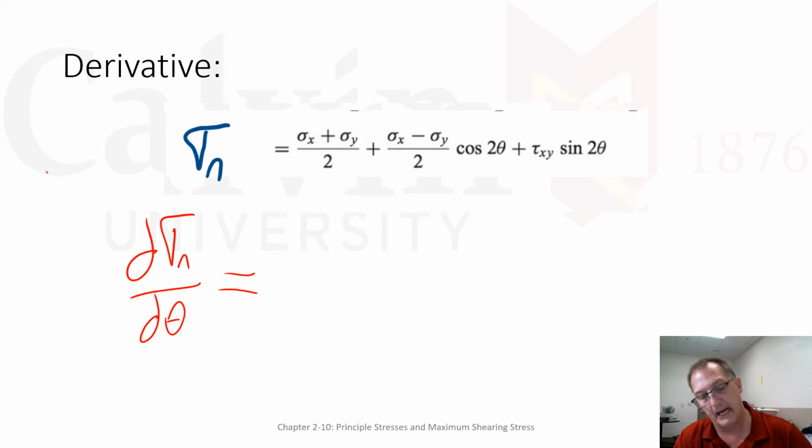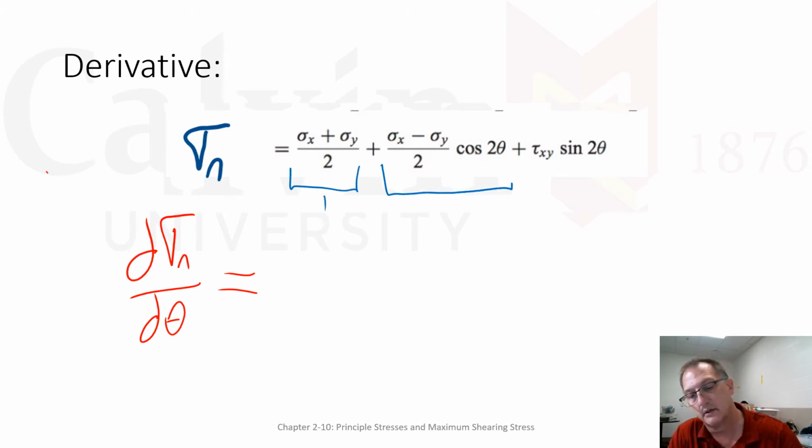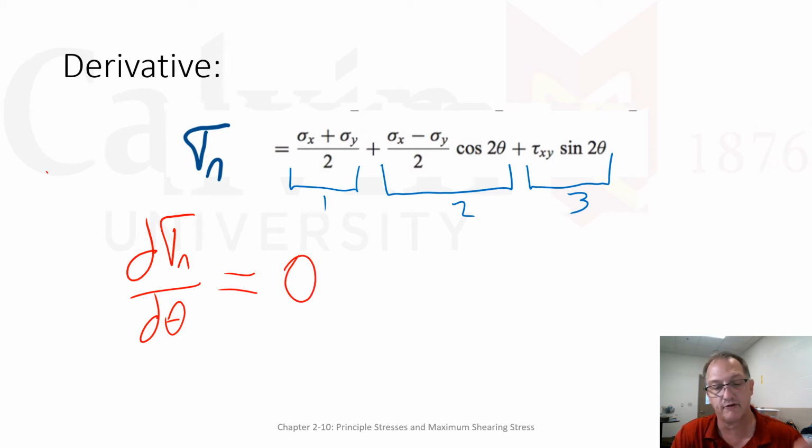Well, I was going to just skip this and go right to the equation, but it's not terrible. There are 3 terms up here: 1, 2, 3. If we look at each one separately, the first term is equal to 0. It has no functionality on theta. So that one I could do. The second one, you've got to use chain rule.